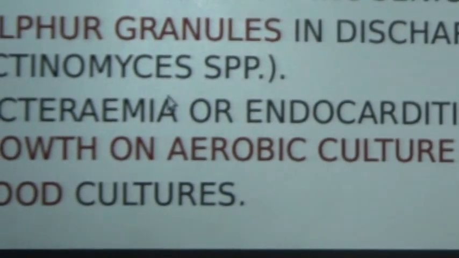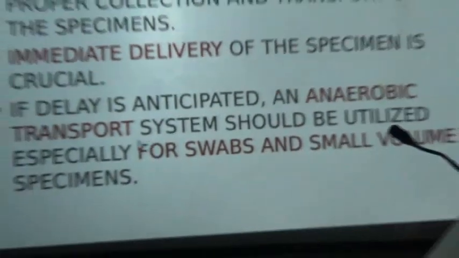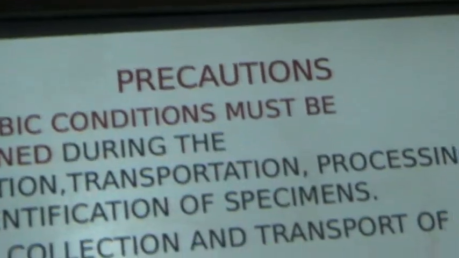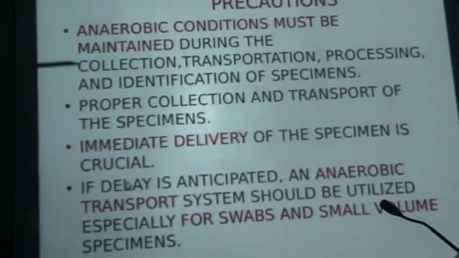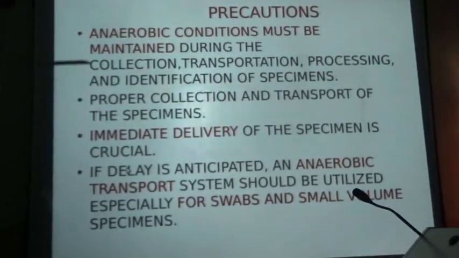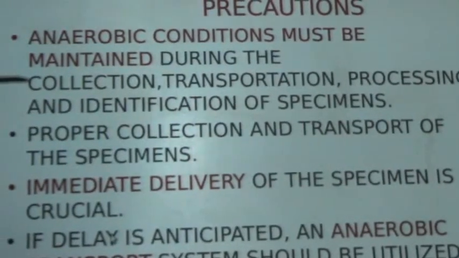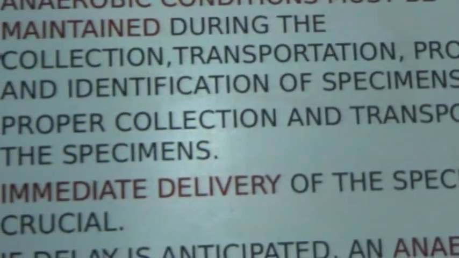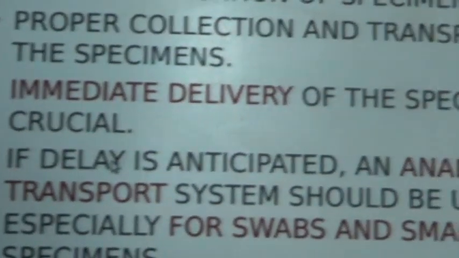Certain samples, like blood samples, should always be cultured for anaerobic bacteria. There are certain precautions one must take while we want to do the anaerobic culture. First thing is, all anaerobic conditions must be maintained during collection, transportation of the specimen, processing of the specimen, and identification of these bacteria. Proper collection and transport of the specimens should be taken, and a very important thing is immediate delivery of the specimen. It is very crucial.